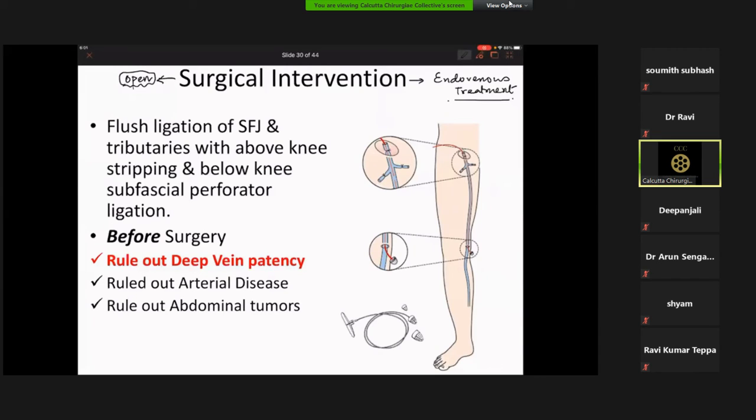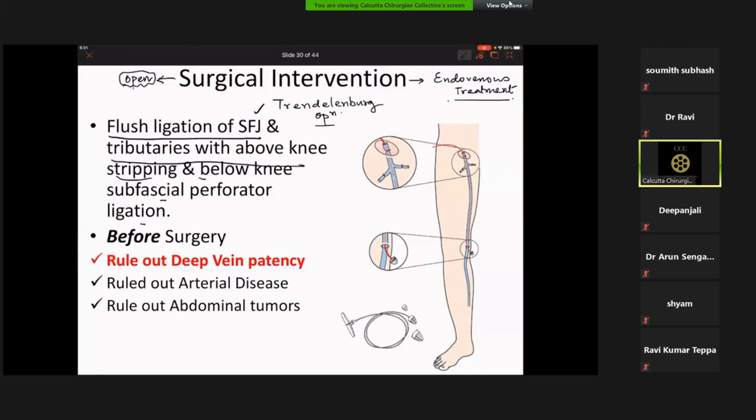Now, the main idea about this one is that you go for a flush ligation of the SFJ and the tributaries, with an above knee stripping and a below knee subfascial perforator ligation. Now, this operation is commonly called a Trendelenburg operation. And so you have a Trendelenburg test, you have a Trendelenburg operation, you have a Trendelenburg position.